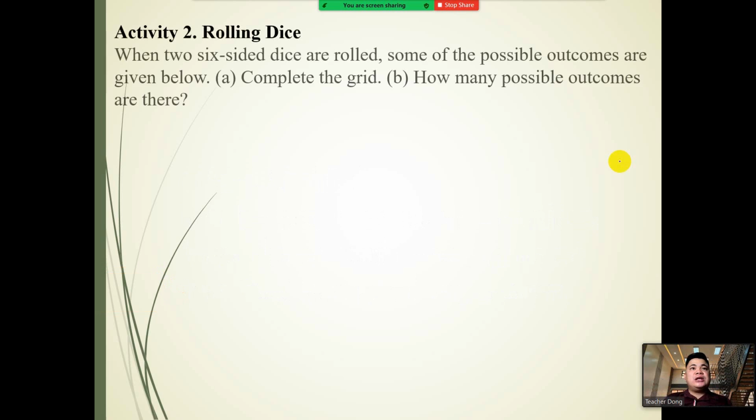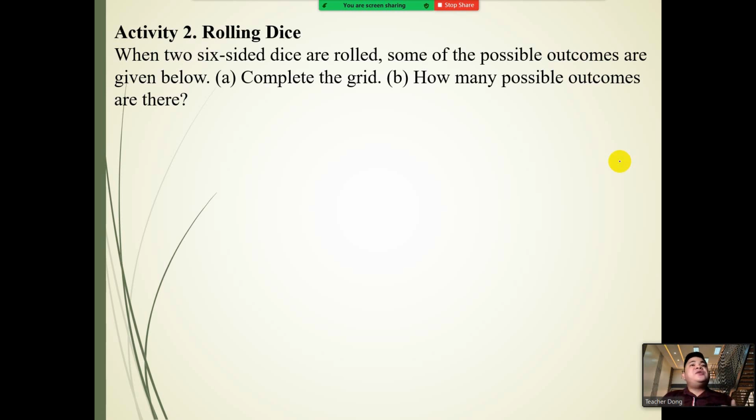Now, let's have activity number 2, rolling dice. When two six-sided dice are rolled, some of the possible outcomes are given below. First, we are going to complete the grid, and then B, how many possible outcomes are there. So this falls under the fundamental principle of counting. We are now counting the number of possible outcomes before we actually roll the two dice.